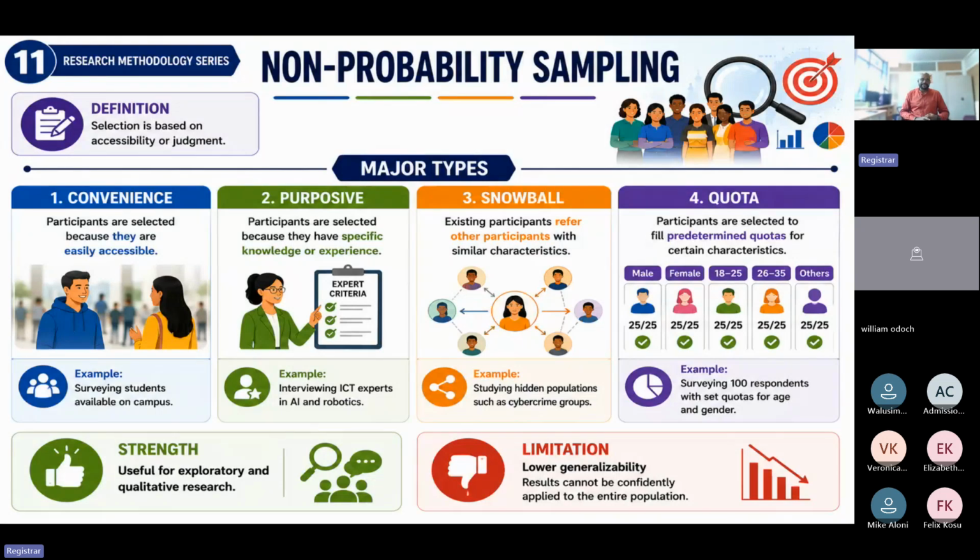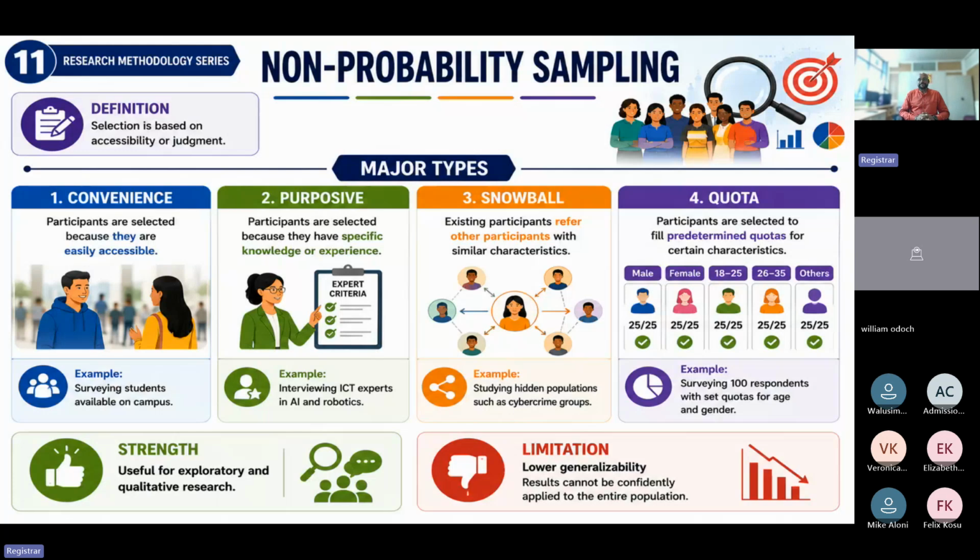So you can decide. Now, what is the goodness of non-probability sampling? The advantages of non-probability sampling, or the strength, is that they are useful for exploratory and qualitative research, not for quantitative, please. So they are useful for exploratory and qualitative research.